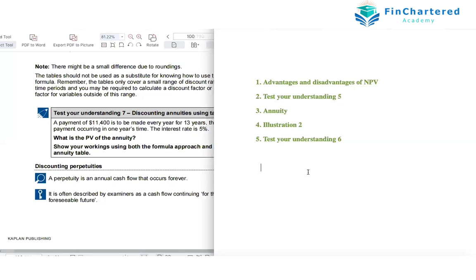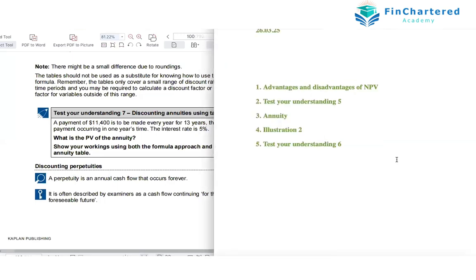What is a perpetuity? Forget perpetuity. In simple English, perpetual means basically forever. Perpetual means, in simple basic English, it is forever.